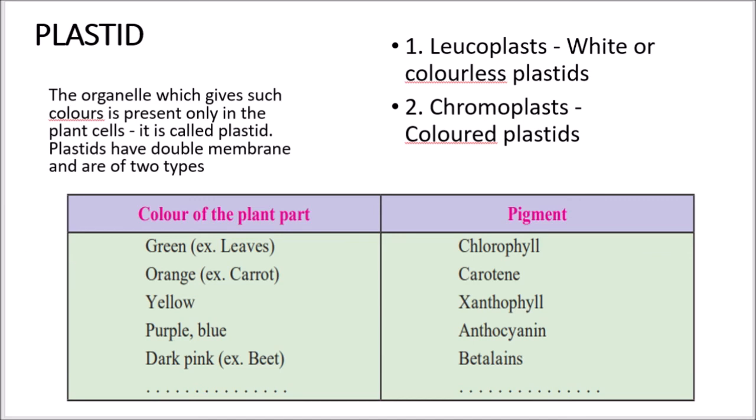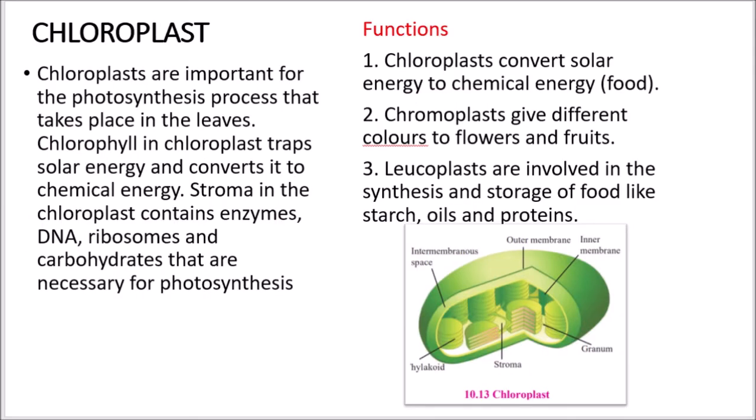Okay, next is chloroplast, which is responsible for the green color in the plant. Chloroplast is important for the photosynthesis process that takes place in the leaves. Chlorophyll in the chloroplast traps solar energy and converts it into chemical energy. So here light energy from the sun is converted into chemical energy with the help of chloroplast.